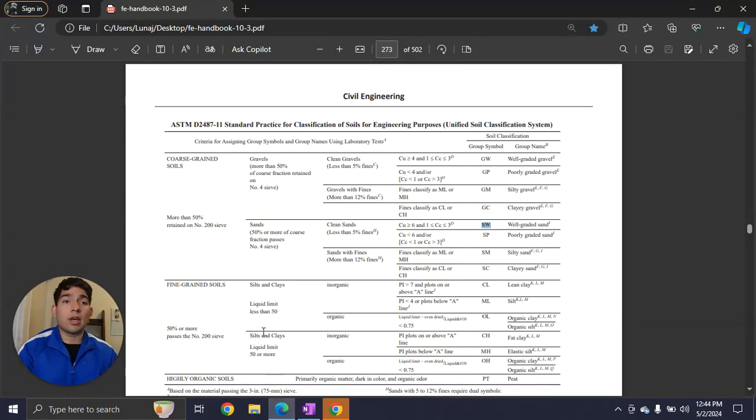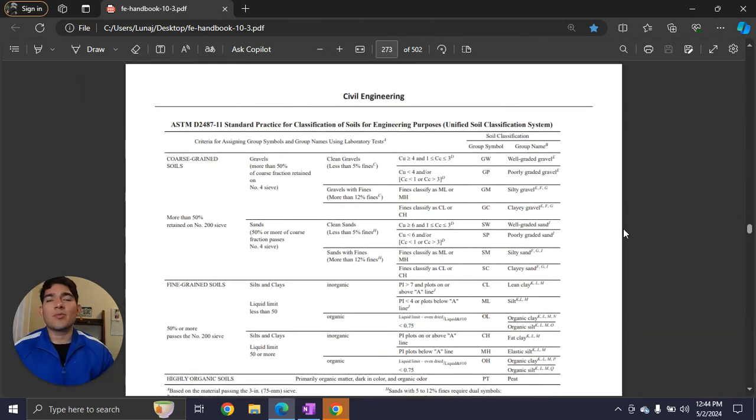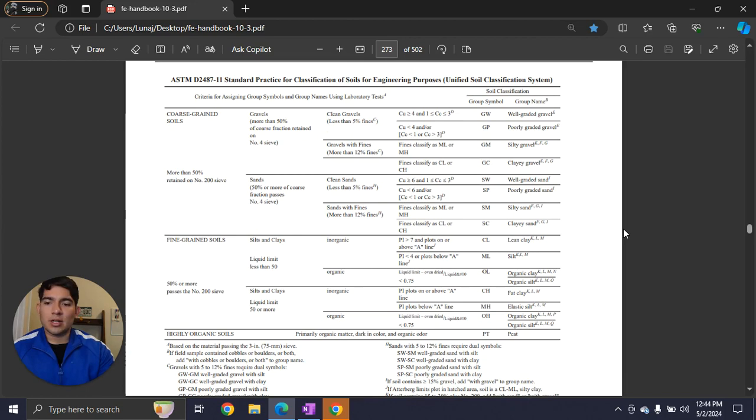You just go to the FE reference manual, you take the information you were given in the problem statement, and you work your way from the left side of the table to the right side of the table. It pretty much works the same way with the AASHTO classification. It's just a little bit different. So like I said, make sure you also check that video out, because there are a few differences between the two systems.